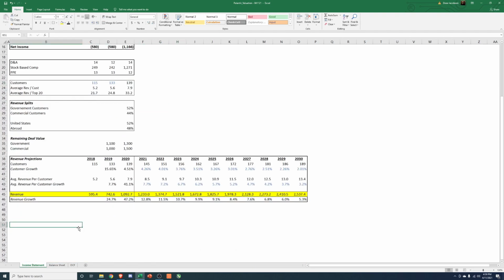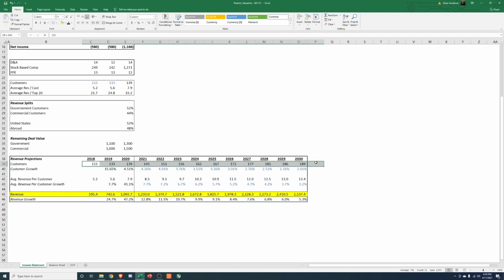But first, what I did here is project out customer growth. And we will go back and we can revisit these assumptions. These are conservative, I would say. So I just took 2020 customer growth and then had it decreasing a quarter percent per year to get you to 189 customers by 2030. Sorry, these are just whole numbers. Right now they have 139 customers.